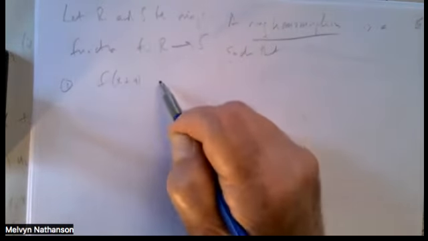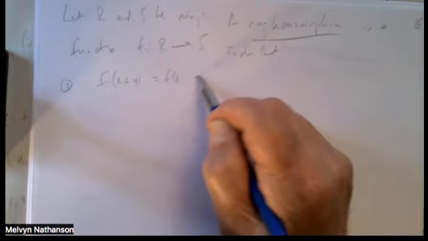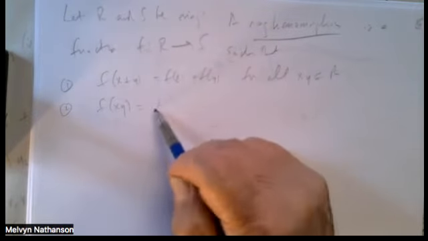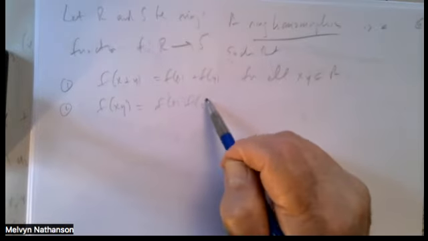First, it's a group homomorphism. f of x plus y is f of x plus f of y for all x and y in the ring. It's a multiplicative homomorphism. f of x times y is f of x times f of y for all x and y in the ring. And the third property is that it takes the identity in R to the identity in S. So f of 1 equals 1.